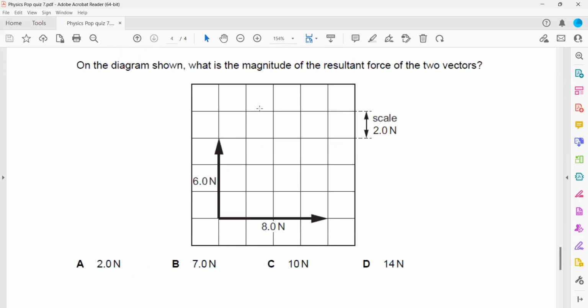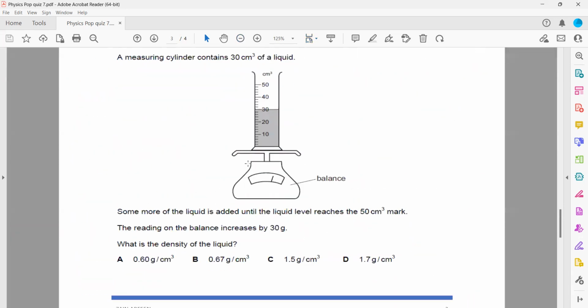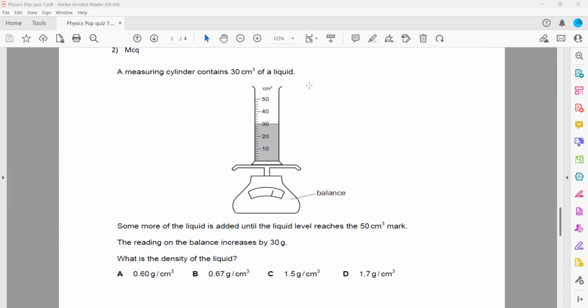For this question on the diagram, what is the magnitude of the resultant? How can we find the magnitude of the resultant? The same liquid is added. If you see the previous question, a measuring cylinder contains 30 cm cube of a liquid. Even if you find the density of the liquid which is present or the density of the liquid which is added, it is the same thing because the same liquid is added.